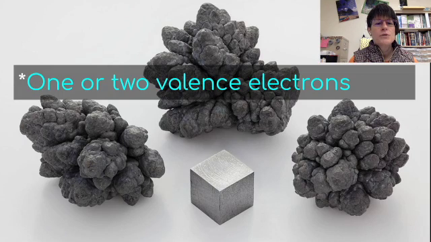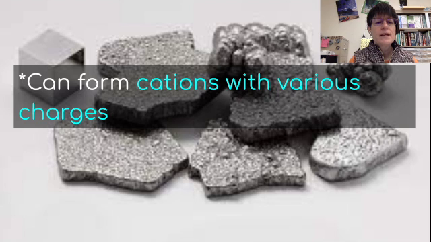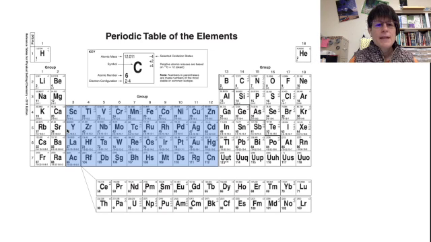And they have 1 or 2 valence electrons, because that's what they have in their S sublevel. They can form cations with various charges. And so we see that with their oxidation states. You can see that there are a number of different oxidation states for most of them.